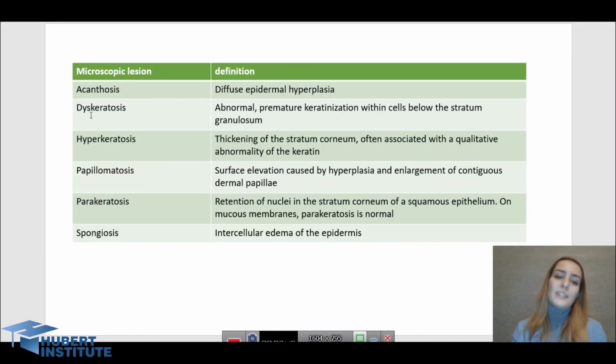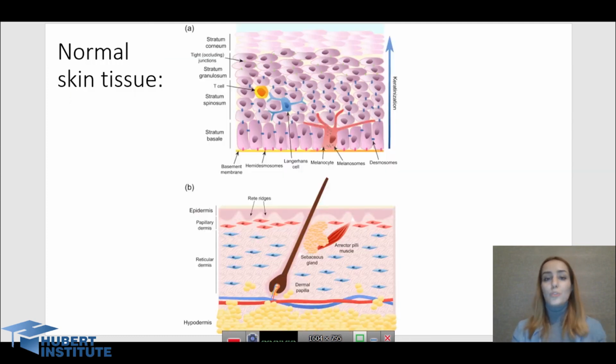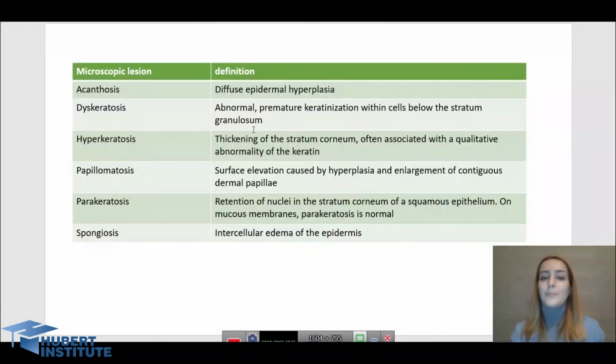The next one is dyskeratosis. When we have the "dys" here, it means abnormal. As I told you, we have keratin proteins in our cells from the stratum granulosum and above. If we find keratin protein beneath the stratum granulosum, that's not normal keratosis, that's dyskeratosis. Abnormal premature keratinization within cells below the stratum granulosum. That's the definition of dyskeratosis.